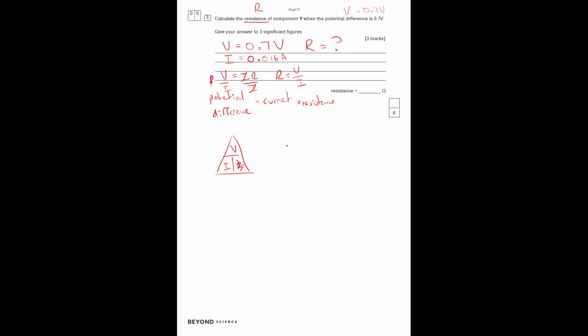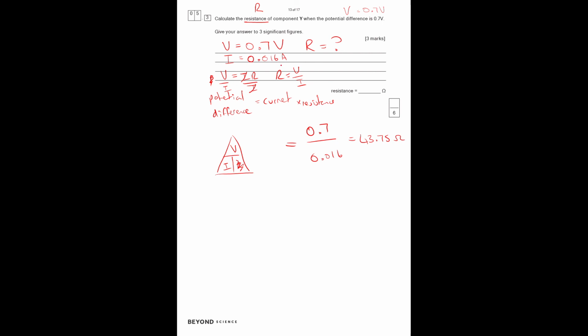Anyway, let's put some numbers in. Potential difference, 0.7 volts. Just to clarify again, when I'm saying I, that's what we use for current. So the current we worked out in the last question to be 0.016 amps. When you put that into a calculator, you are going to get an answer of 43.75 ohms. But one last step.